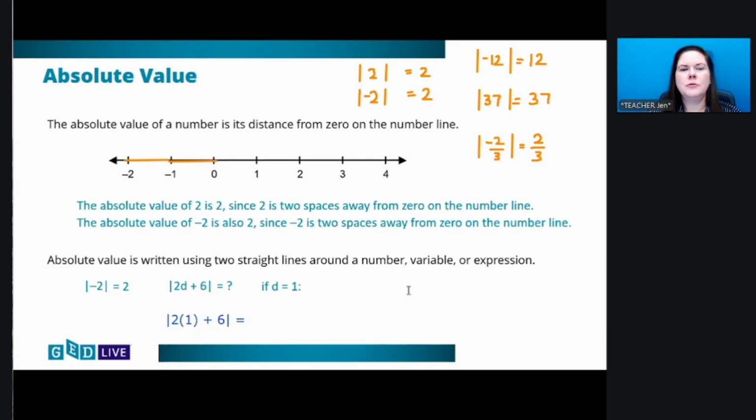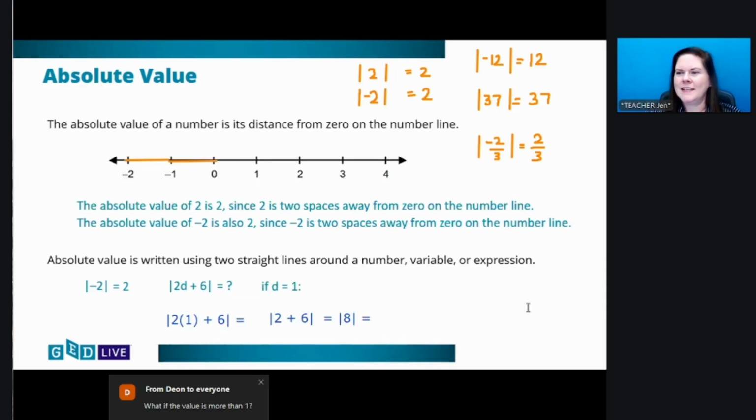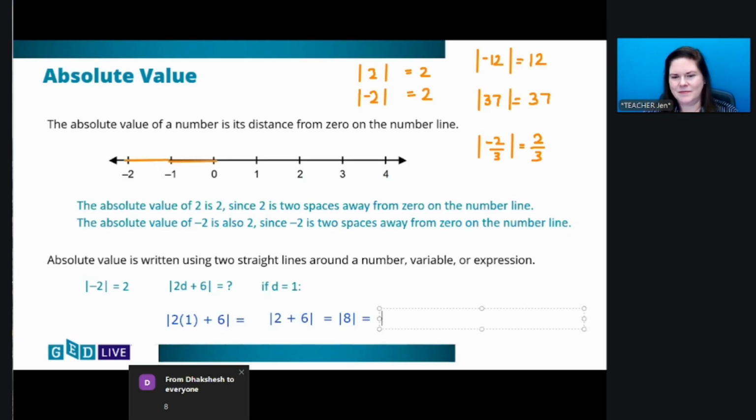So notice 2d plus 6 in that teal color has been replaced in the next line with 2 times 1 plus 6, because they told us d is 1. So when we simplify that out in the next step, it'll be the absolute value of 2 plus 6. After all, 2 times 1 is 2. And that's the same thing as the absolute value of 8. Your turn. What is the absolute value of 8? Good, Dion. We'll do that one next. Aha, 8. Perfect.